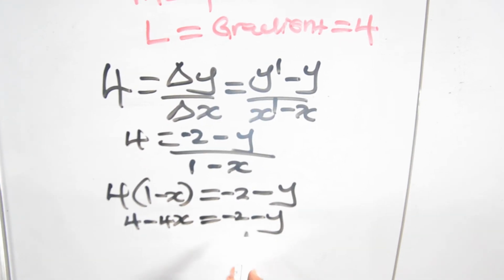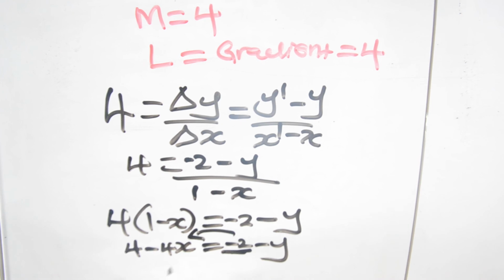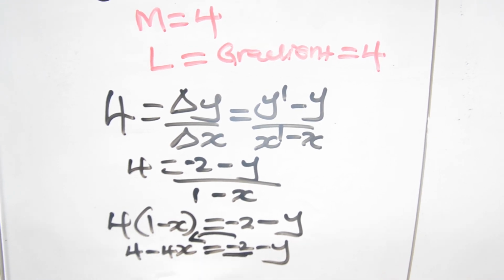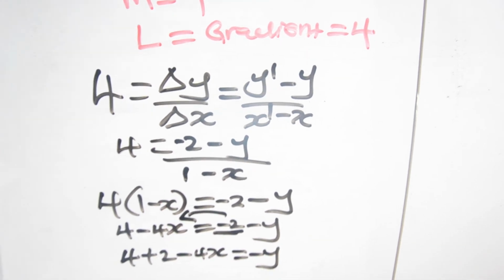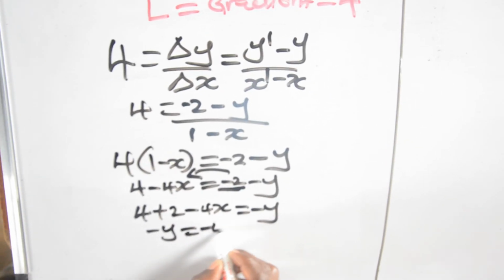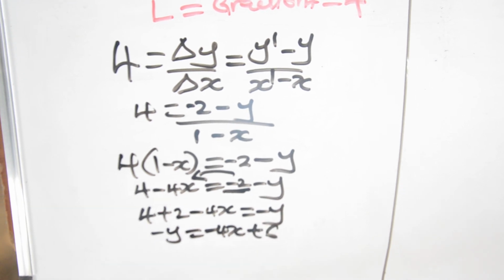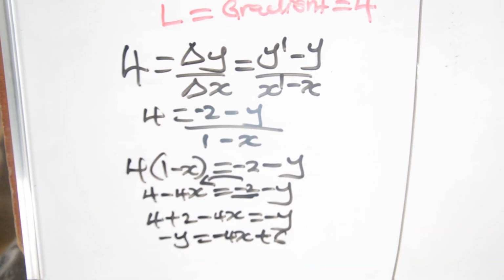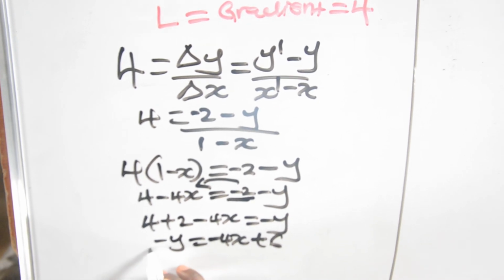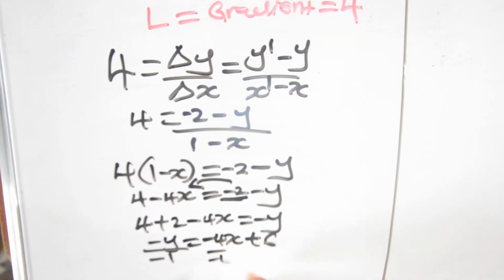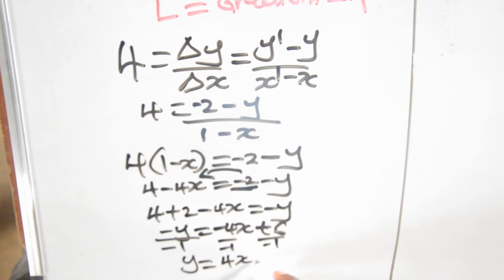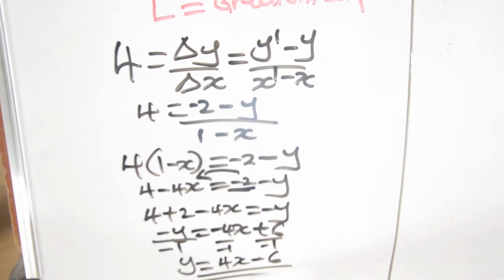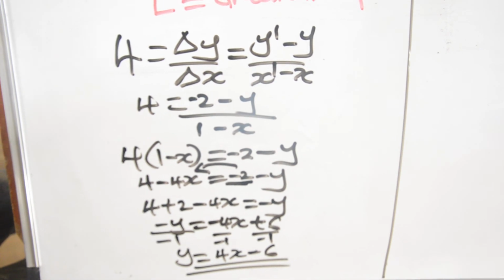Are we together? Okay, we take this to this side. This will be positive because it's negative. It will be 4 plus 2 minus 4x is equals to minus y. Are we together? And then we can write this as negative y is equals to negative 4x plus 6. As you can see, we've just rearranged it. We've not shifted anything, just rearranged it. From there, you divide both sides by negative 1, so y will give us 4x minus 6. Are you together? And that gives the equation of the second line, L.